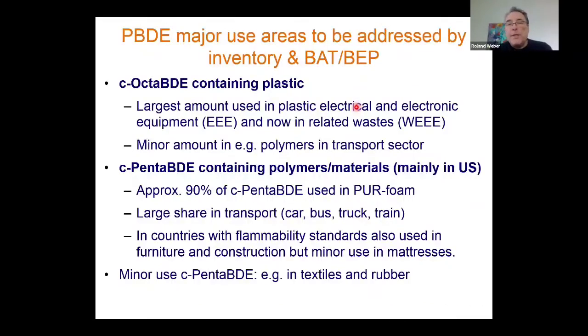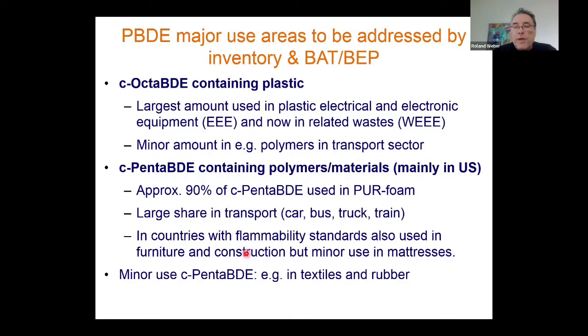What were the major uses of the individual PBDEs? So commercial octa-BDE has been used mainly in plastic of electronics, and they are mainly in a housing of cathode ray tubes. The commercial penta-BDE has another use. Most of the commercial penta-BDE, more than 90%, were used in polyurethane foam. And 90% were used in the US, and the largest share here in the transport sector and in furniture, in the polyurethane foam.